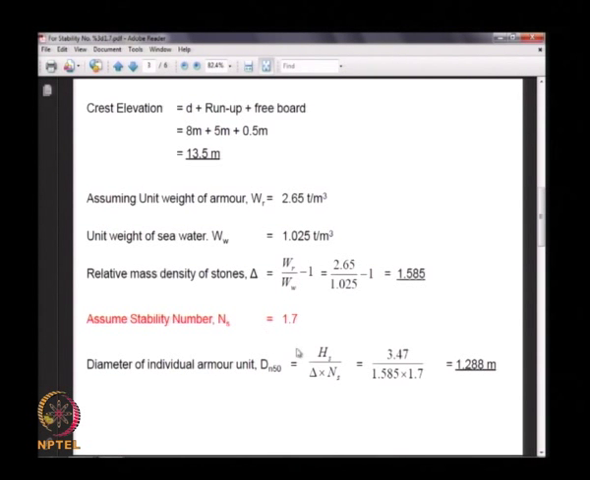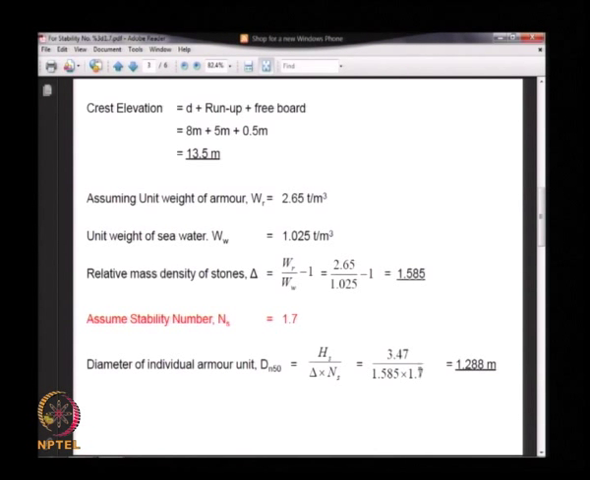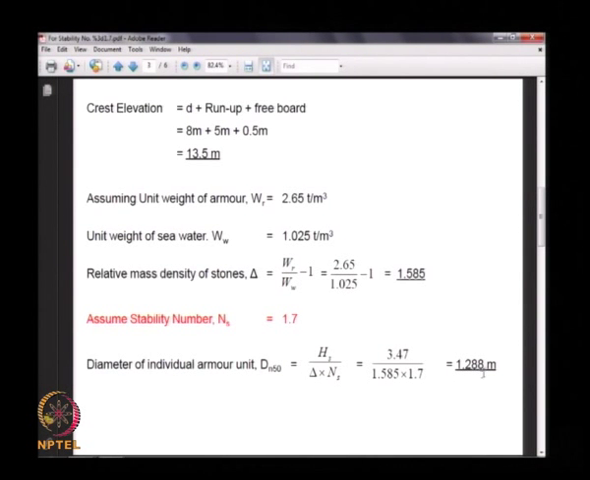The stability number is the one which you have to get based on model studies. That is what we are doing in our wave flume. Most probably next week we will be seeing that procedure how to get this stability coefficient. So you use this stability coefficient and calculate Dn50, substituting Hs which is 3.47 by Sr minus 1 into stability number 1.7. These are numbers, this is having the unit of meter. So your Dn50 will be 1.288 in the unit of meter.